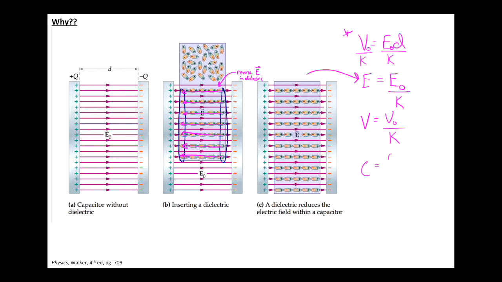Remember that C is equal to Q over V. Plug that in down there. Let's say that's V naught. And now we have C equal to Q over V naught over K, which is just K Q over V naught. And you see that we've multiplied it by a K. The capacitance has increased by a factor of K because of the potential dropping by a factor of K. And that's happening because the electric field was decreased by a factor of K. End of story.